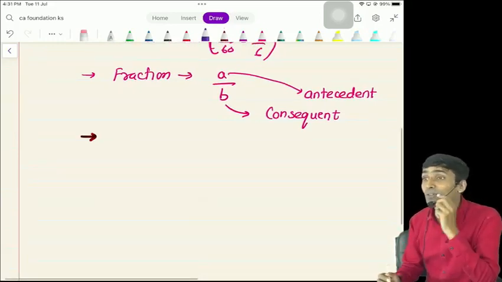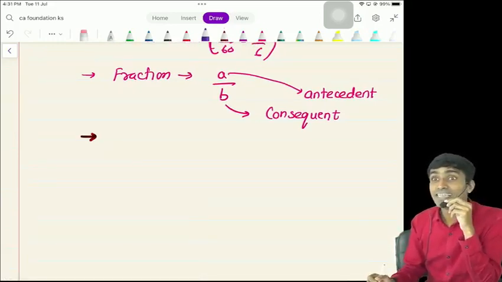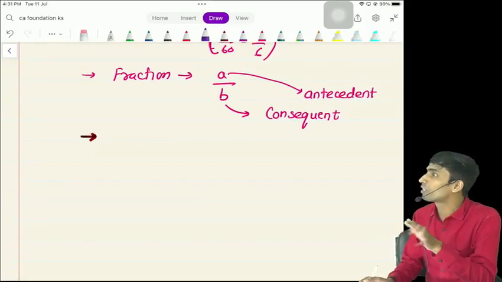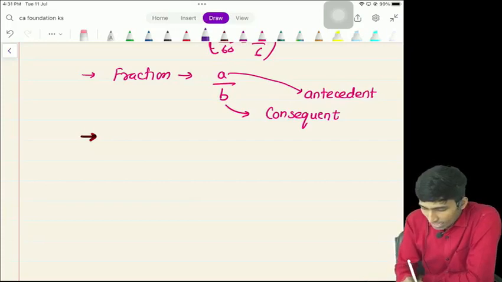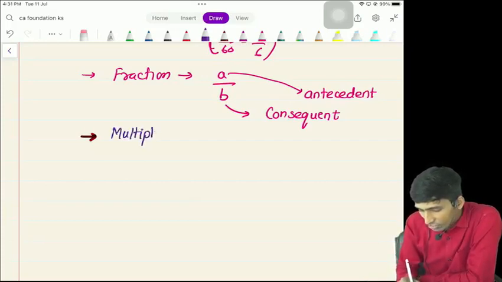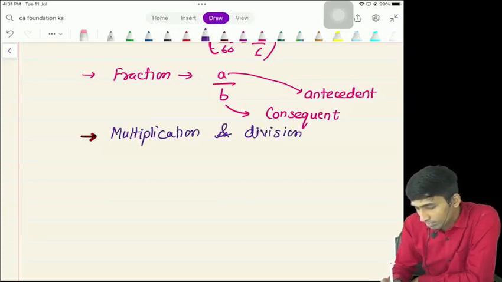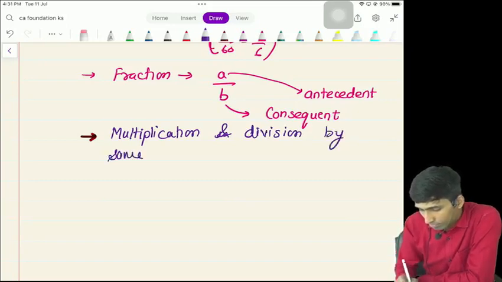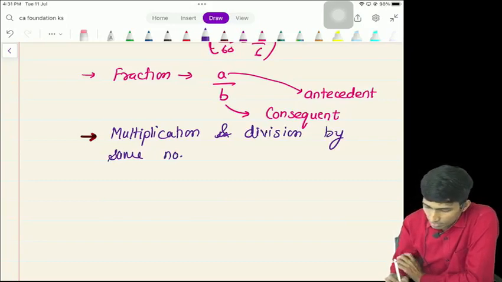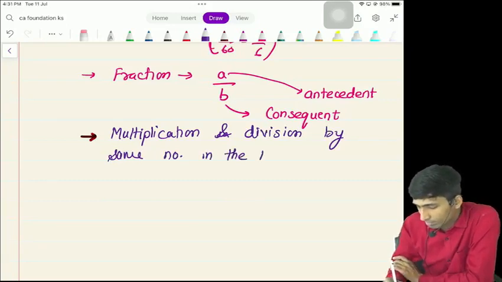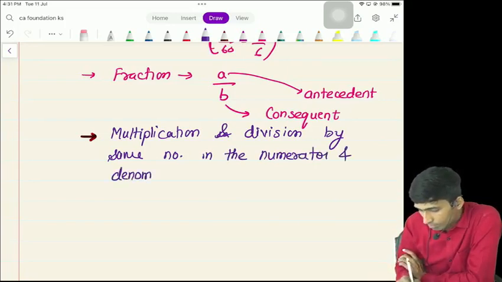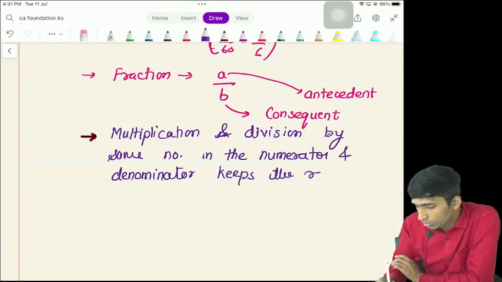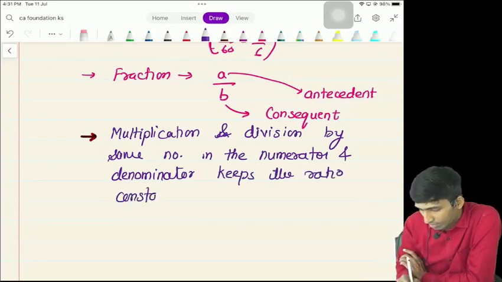Chalo, let's proceed. What I said: if you multiply or divide by the same number, the ratio does not change. Write with me. Multiplication and division by the same number in the numerator and denominator keeps the ratio constant. Full stop.